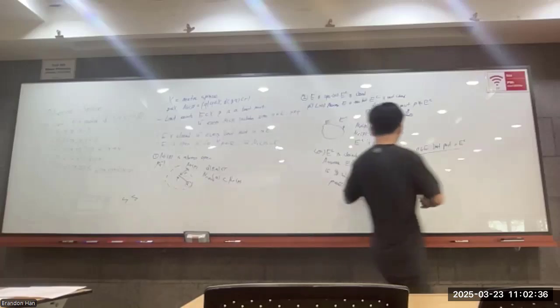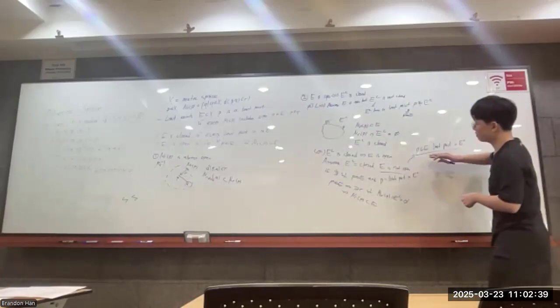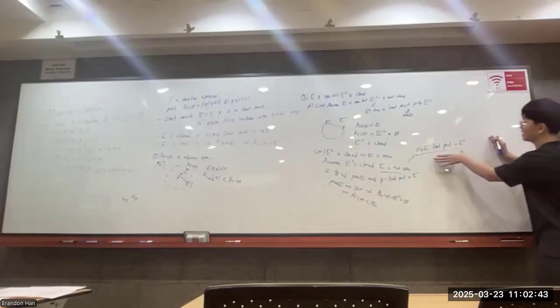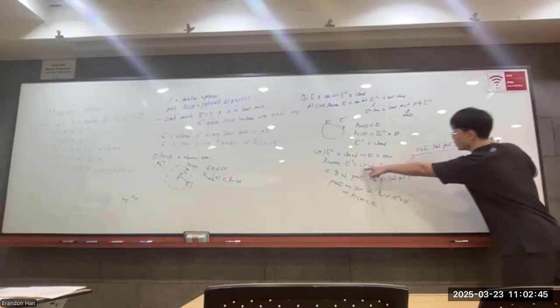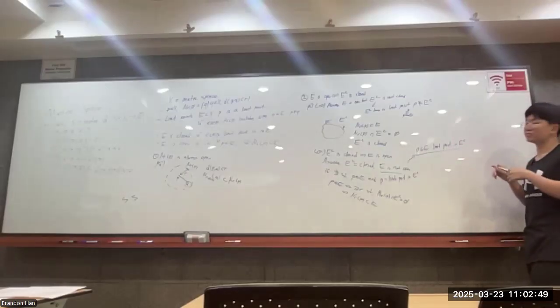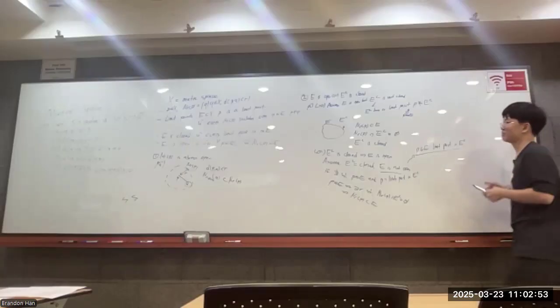So if EC is closed and E is not open, then there must exist some P in E that is a limit point in EC. And this statement also contradicts this point because EC must be closed and every limit point must be contained within that set. Good? Okay.